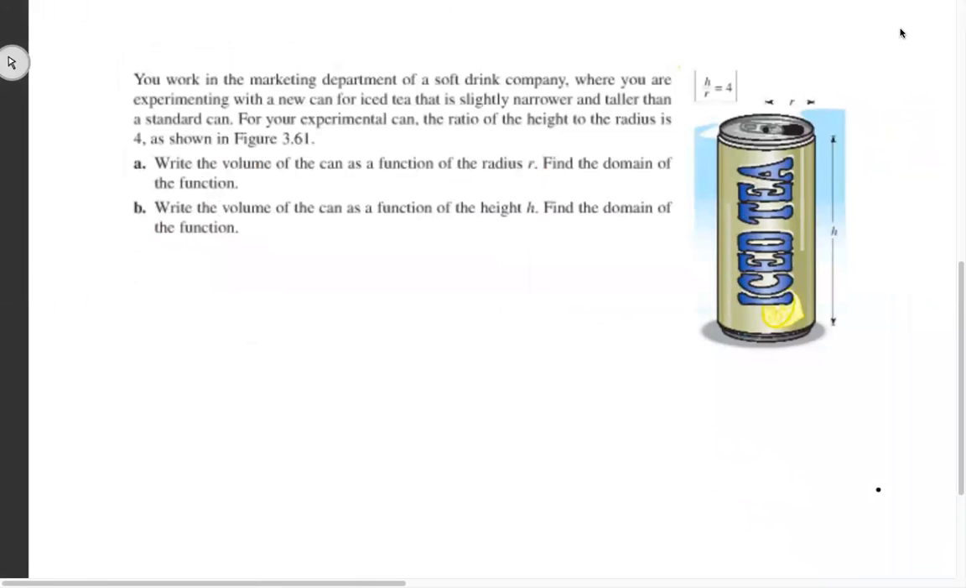You work in the marketing department of a soft drink company where you're experimenting with a new can for iced tea that is slightly narrower and taller than a standard can. For the experimental can, the ratio of the height to the radius is 4, as shown in this figure. Write the volume of the can as a function of the radius. Find the domain of the function.